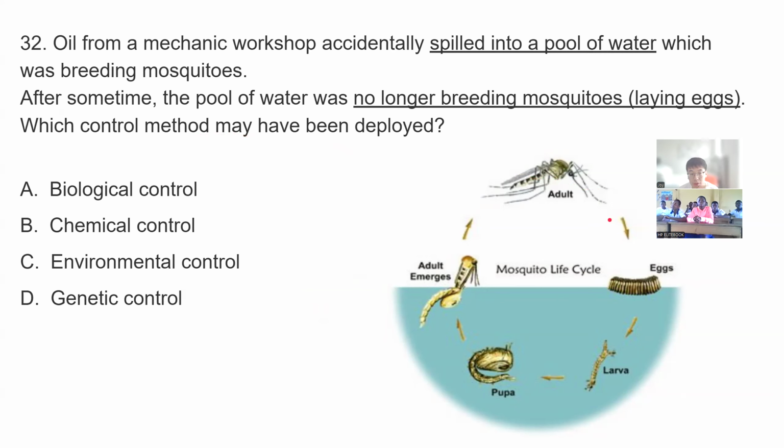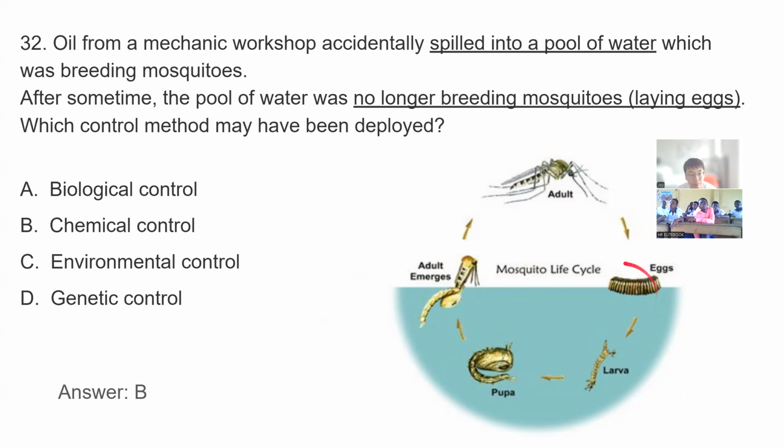Environmental. Would this be environmental control? Or since it is an oil spill from a mechanic workshop, I think it's better to say it's a chemical control.